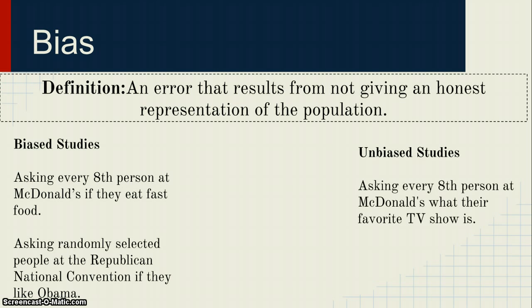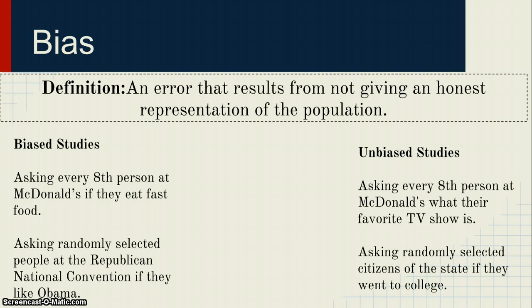Asking every eighth person at McDonald's what their favorite TV show is. A lot less bias there, because everybody at McDonald's may or may not watch TV, but they're not there because of their TV watching. So it's not like you're going to accidentally lump them together and then ask them about fast food. You're lumping them together based on their food and then asking about TV. They're unrelated, so you remove a lot of the bias.